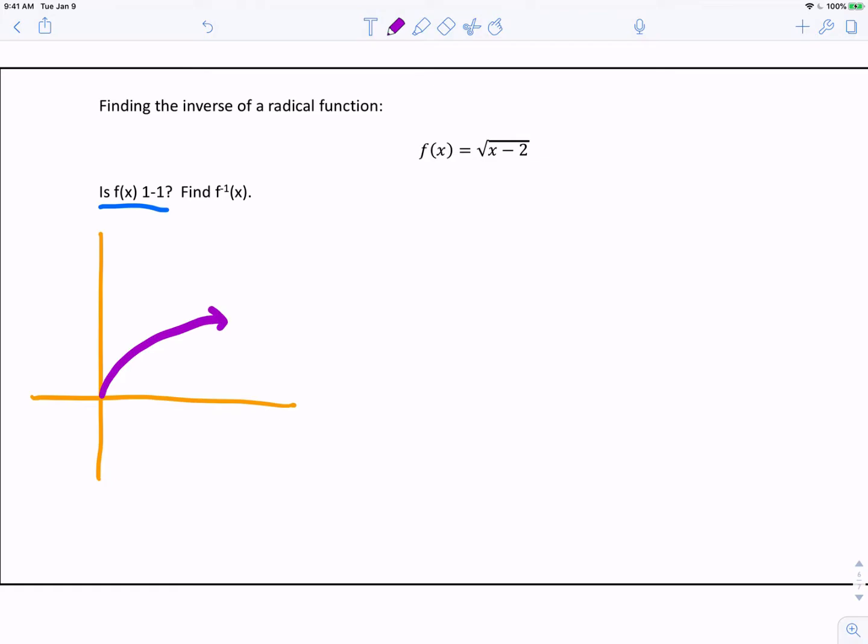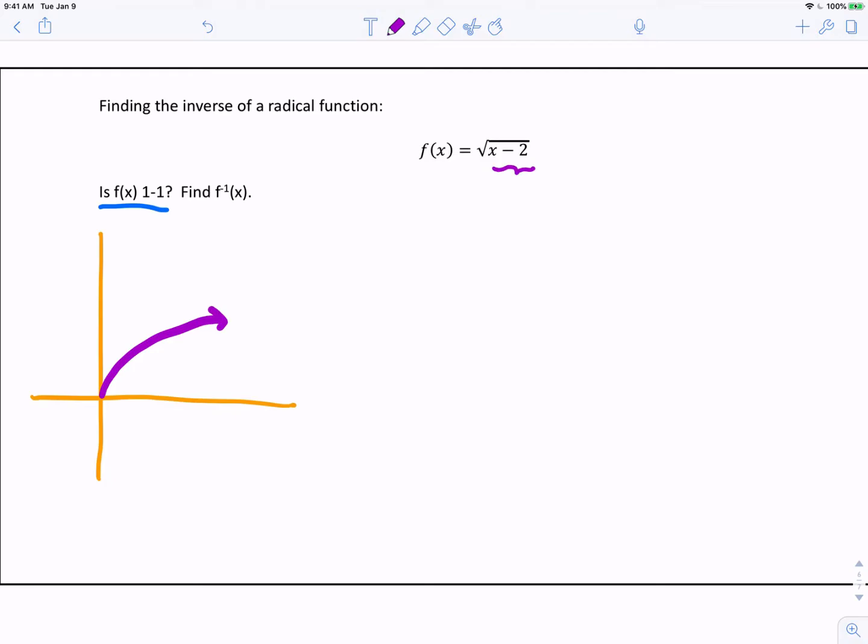And so we can see from the graph that yes, this is a 1-to-1 function, and the graph of f of x, the square root of x minus 2, would simply take that graph of the square root function and shift it to the right 2 units. So yes, it'll still be 1-to-1.